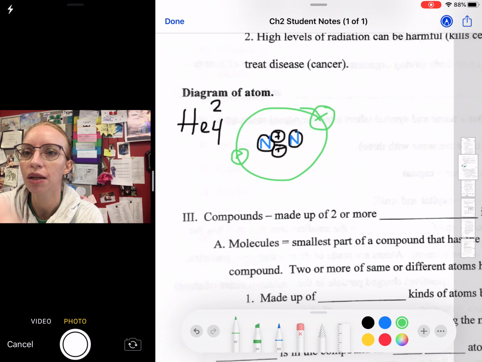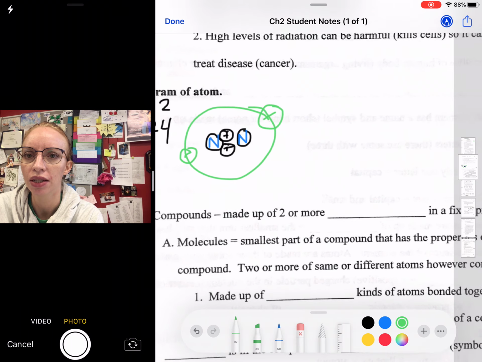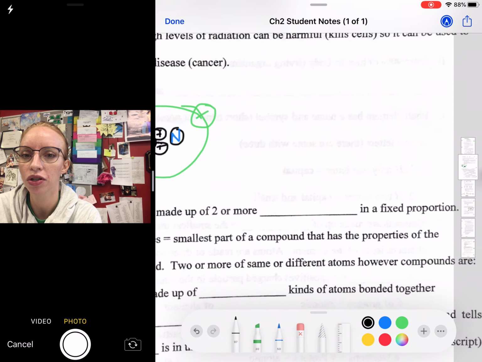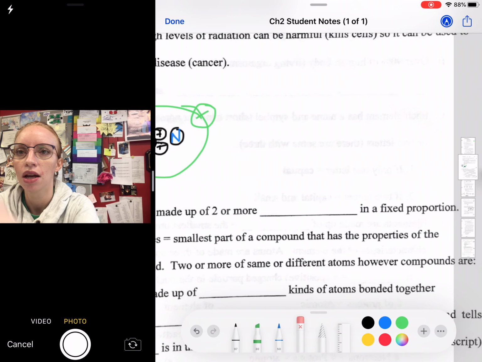Because helium has 2 protons, it will also have 2 electrons, because in nature, charges want to stay balanced. So there's your example of a helium atom. And so I'm going to come over here and draw oxygen. Let me erase, and I will write its information up here.